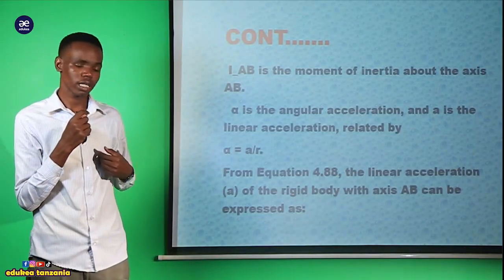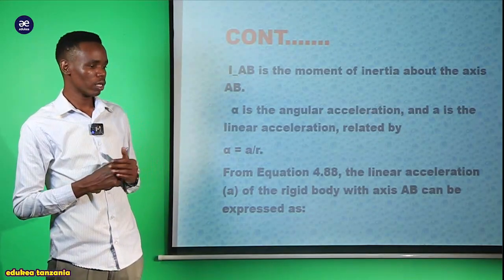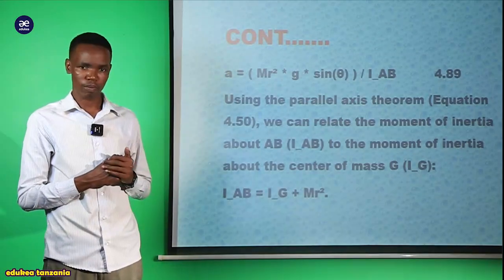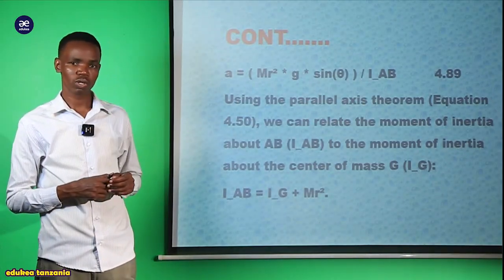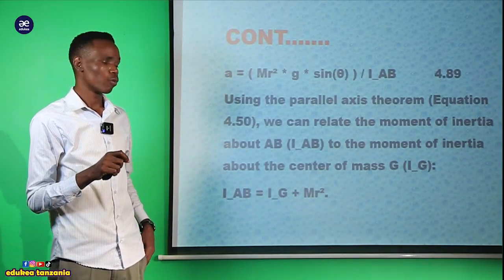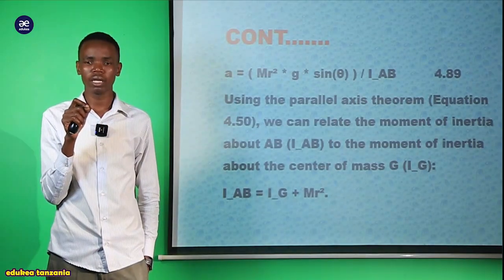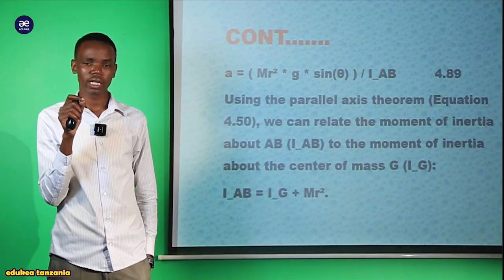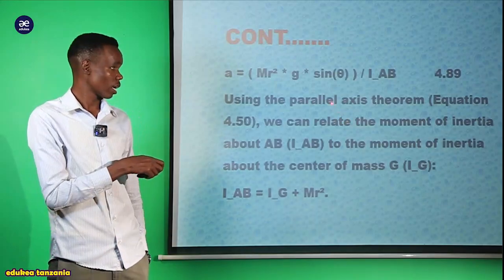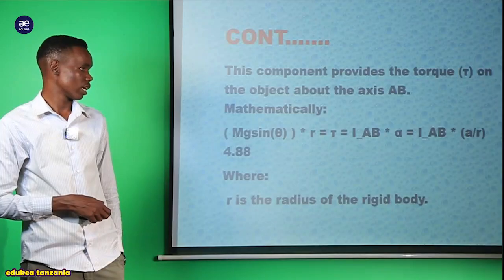By considering equation number 88 for our first topic, we can obtain the linear acceleration as it is expressed here. Now we take this moment of inertia along AB, divide it, then multiply it by the linear acceleration over R, which must be equal to mR g sin theta. Here we are supposed to make a the subject.